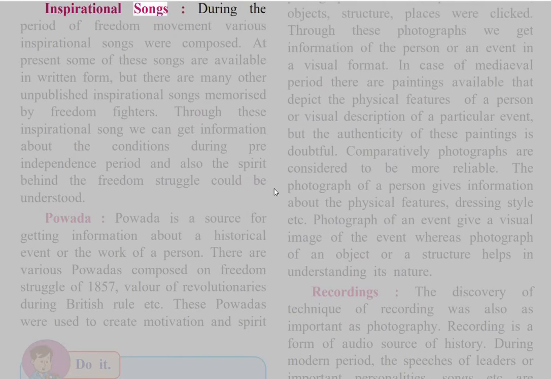Inspirational songs. During the period of the freedom movement, various inspirational songs were composed. At present, some of these songs are available in written form, but there are many other unpublished inspirational songs memorized by freedom fighters. Through these inspirational songs, we can get information about the conditions during the pre-independence period, and also the spirit behind the freedom struggle could be understood.